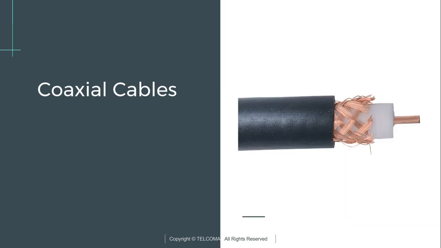So this is the diagram of a coaxial cable, having the inner copper part surrounded by the braided shield, and the outer jacket is covered by PVC.